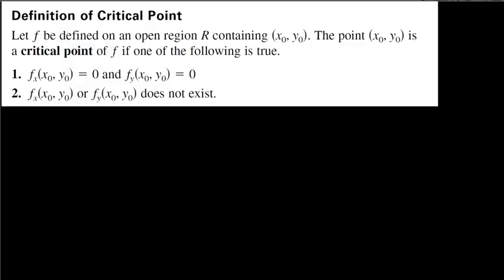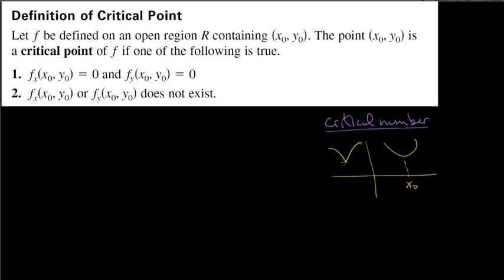Okay, now we come to the definition of a critical point. So a critical point is a point. In your Calc 1 days, remember we called these critical numbers. I tried to call them critical numbers rather than critical points. So in Calc 1, when you have a function of one variable, you have a critical number. And it's basically where the derivative is either 0, so here's your critical number, or where the derivative does not exist. So like if it comes to a corner or a cusp.